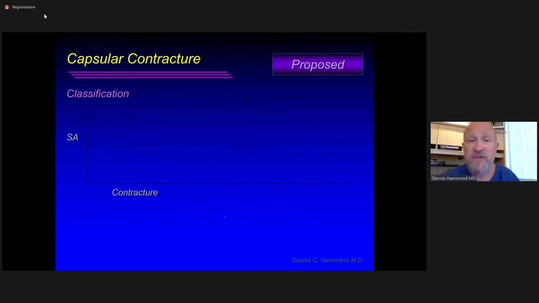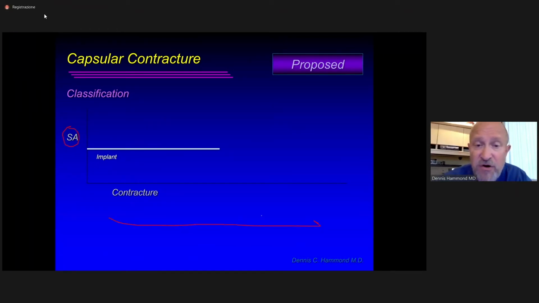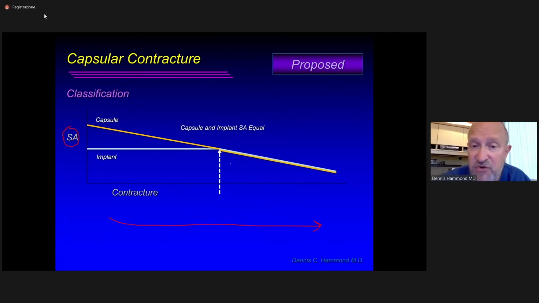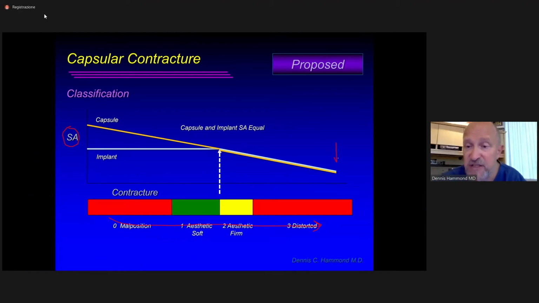So here's how it works. If you think about it, the surface area of your implant here is fixed. And then as the contracture gets more and more, you start to see some changes. So the surface area of the capsule will gradually change until it reaches the surface area of the implant. So they're equal. Then as the capsular contracture continues to wrap itself around the implant, the surface area of the effective implant can actually decrease because an implant can compress. And it will go to the point here where it's maximally contracted, which is when it's fully the shape of a sphere.